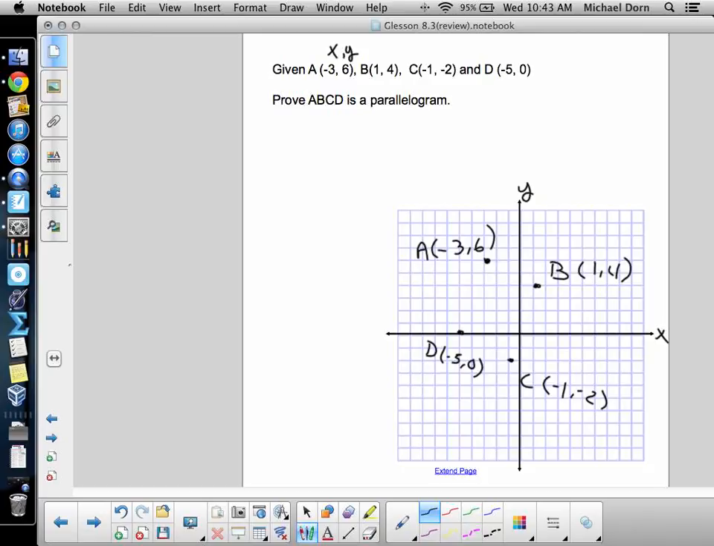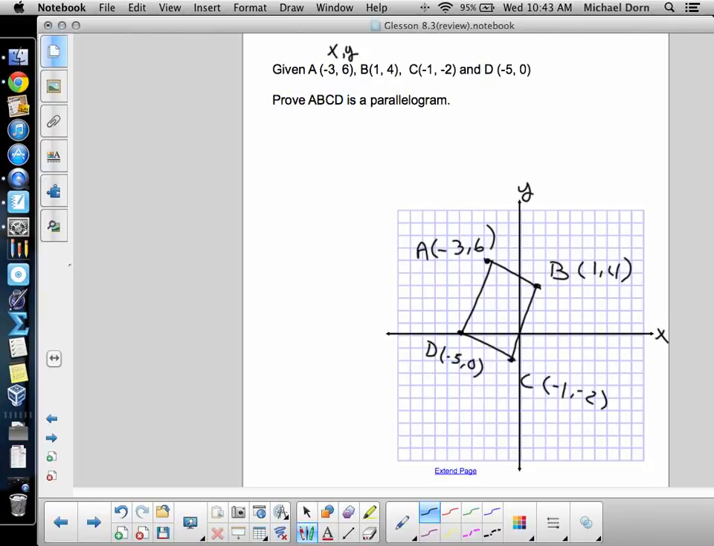Now I connect it in order so I know what my shape actually looks like. And I have to pick one of my methods for proving it's a parallelogram. Which method would you like to use? We've got proving opposite sides parallel, proving opposite sides congruent, proving diagonals bisect each other, one pair of sides parallel and congruent. What you can't do is just say, these two sides are parallel, I'm done. It's not enough.